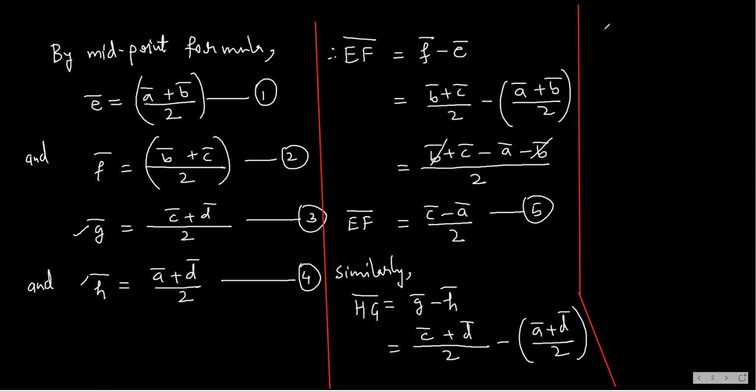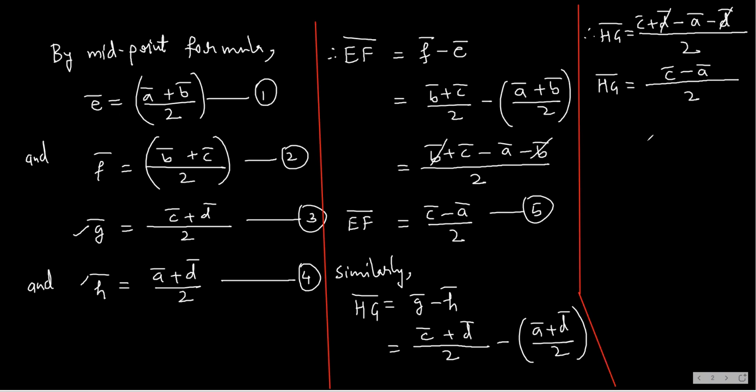So I get therefore HG bar equals to, common denominator is 2, C bar plus D bar minus A bar minus D bar. When you open the bracket, A bar and D bar both become negative. So here you get HG bar equals to, D bar cancels, C bar minus A bar upon 2. This is number 6.